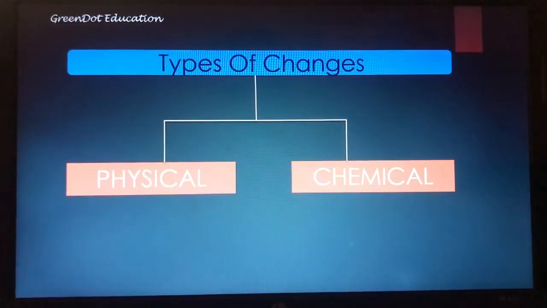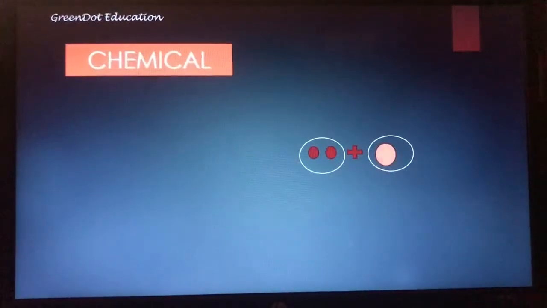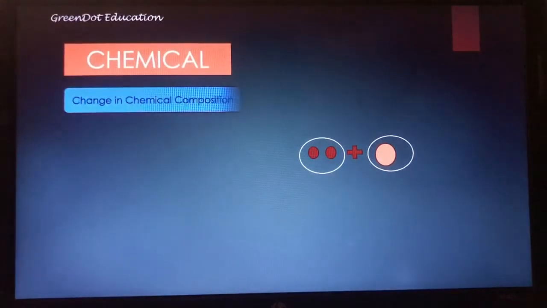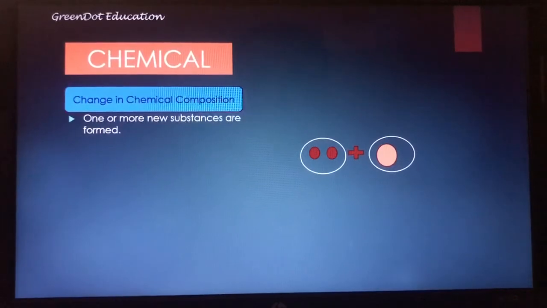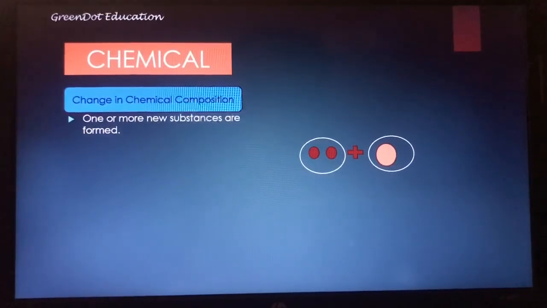Now let's look at the chemical changes. Now what exactly do we mean by chemical change? A chemical change is a change in the chemical composition of the substance. Last year in 9th standard we studied about atoms and molecules. So this arrangement of atoms and molecules is changed, meaning they arrange themselves in such a way that they form a new substance, and in such chemical changes we get a new substance. One or more new substances are formed in chemical changes.